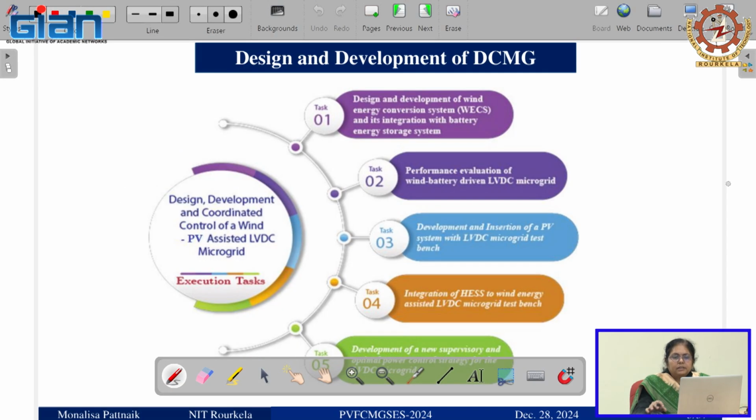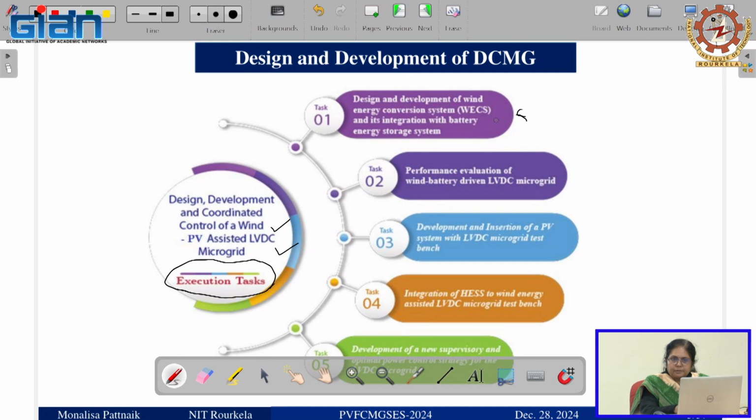Whatever I told is shown here in the flow steps, in terms of how to execute the task for developing this wind PV assisted LVDC microgrid. I said this is a low voltage DC microgrid because I have fixed the bus voltage to a very low level. The first step, whether it is wind or PV, you can take in any order. Today I am taking wind first, developing the wind energy system. Next day I can do the PV system.